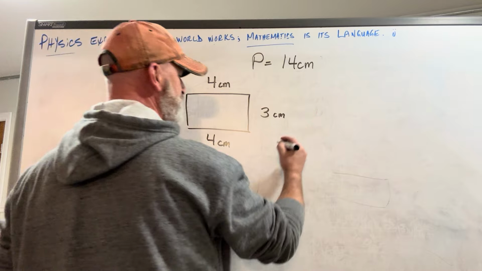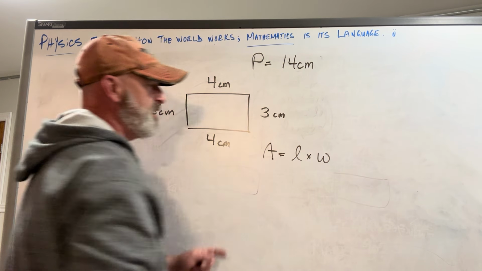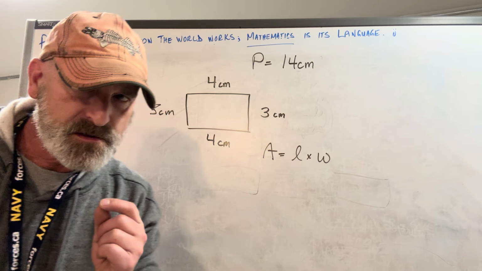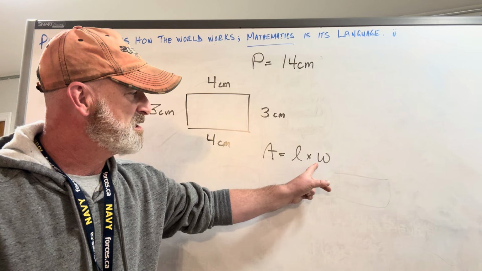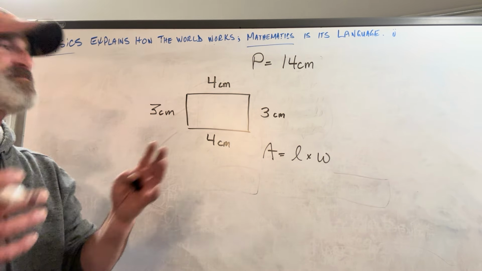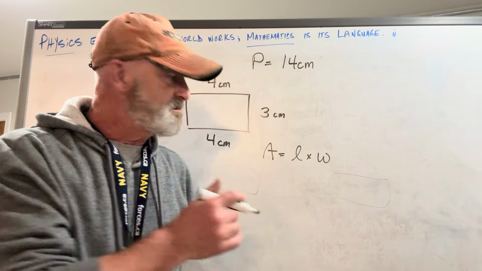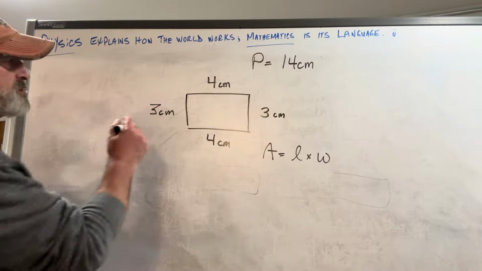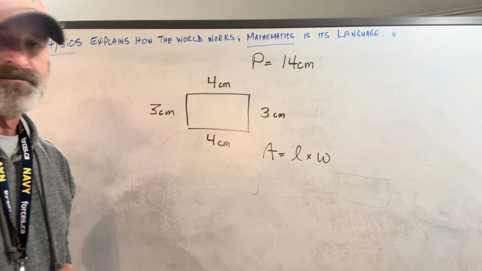Now the area is a different beast. Area is length times width, and that's specifically for a rectangle. It also works for a square, but that would just mean this L is the same as this L, which is why we say length times width. In a square, the sides are all the same. In this case we picked a rectangle, and I want to know the area of that rectangle.